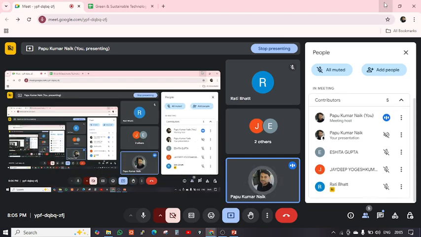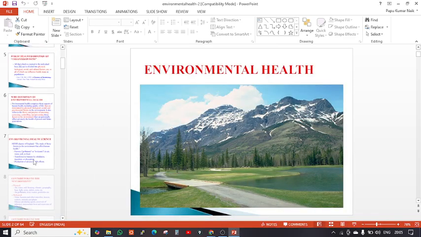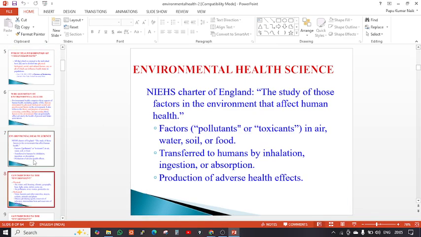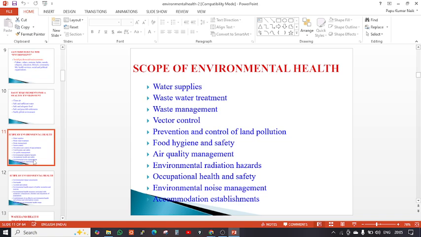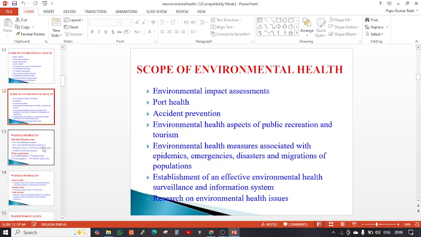Yesterday we already discussed environment and health related to water. There are different aspects of environment and water. The basic requirements for the environment are clean air, sufficient water, food, and settlement. Then the scope of environmental health includes water supply and wastewater treatment, because everything related to the environment is closely associated with water. Mostly there are four factors: biological, physical, sociological, and cultural. So we should not discuss it again. Let's move forward.